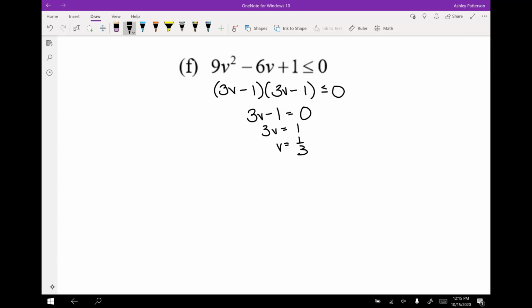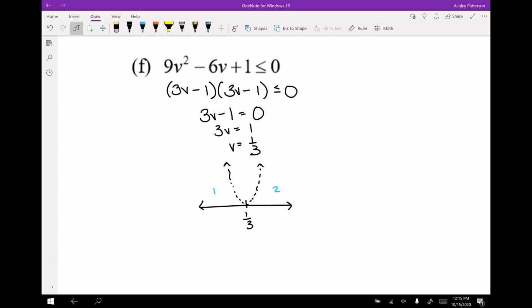What does this mean? Again, this means that the only x-intercept is at 1/3. My a value is positive, so it opens up. I'm going to have solutions either to the left and to the right of my vertex that is lying on that x-intercept, and or including the actual x-intercept. Let's test. We need a number that's less than 1/3. As I've done so many times before already, I'm going to choose 0.